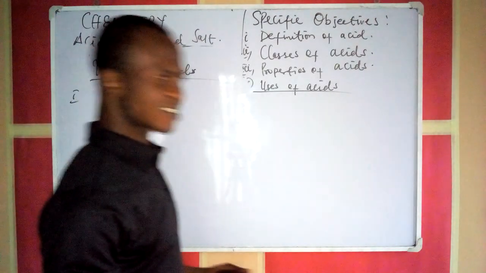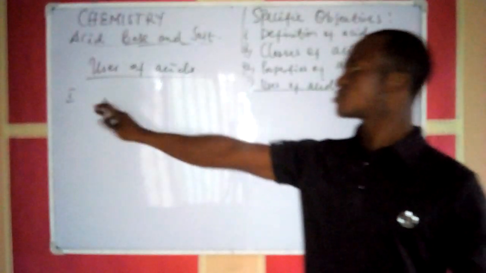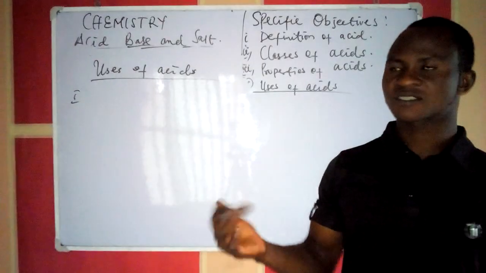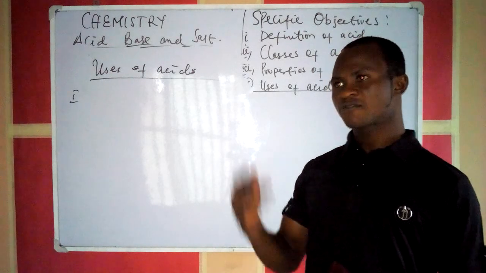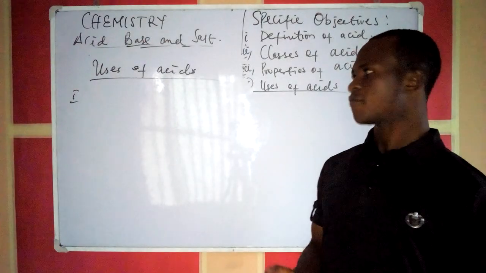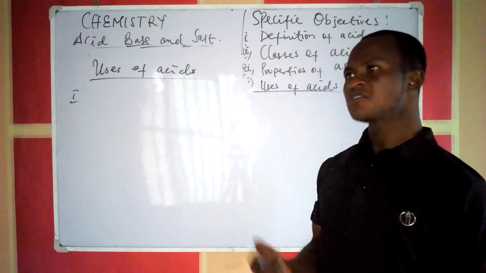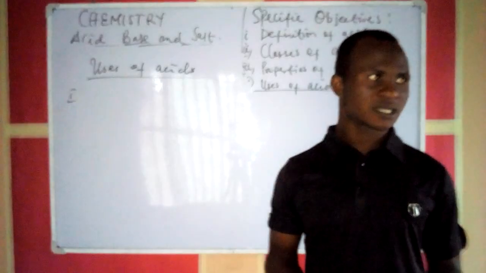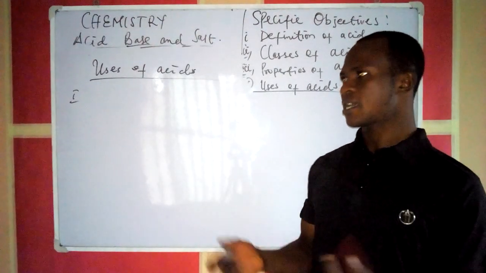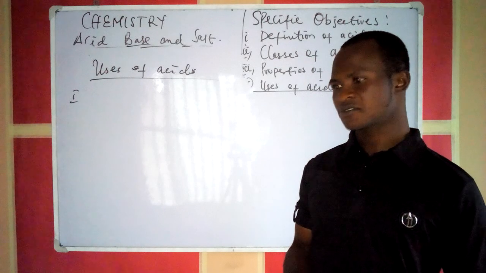Of course, acids can be used to remove rust. It can also be used for making fertilizers. It can be used as preservatives like ethanoic acid and other ones, which you can just go and browse on your own.